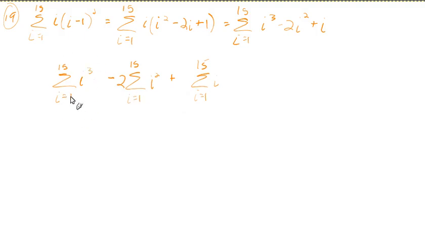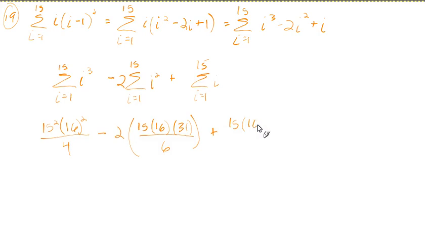There's a formula for this. This is given by n squared, so 15 squared, times (n plus 1) squared, so that's 16 squared, over 4. This one, right, minus 2 times this one is given by n, that's 15, times n plus 1, that's 16, times 2n plus 1, that's 2n is 30, plus 1 is 31, over 6, plus, this one's given by n, that's 15, times n plus 1, that's 16, over 2. All right.